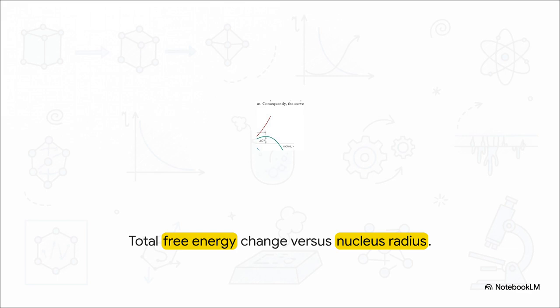Notice how, as the particle grows, the total free energy actually goes up at first. That initial peak is a massive activation energy barrier. If our little cluster of atoms is too small, it just shrinks and dissolves. It's essentially just an embryo. But if it can conquer that peak, if it hits what we call the critical radius, it becomes a stable nucleus, and the free energy finally plunges.